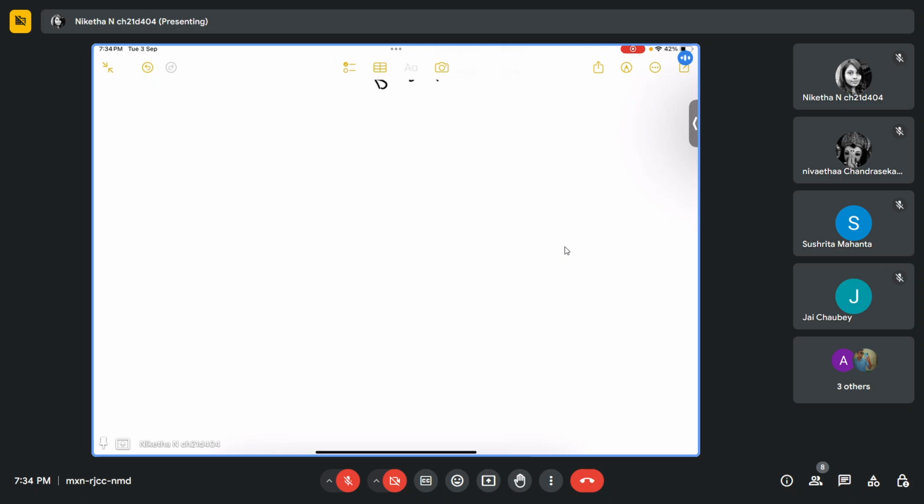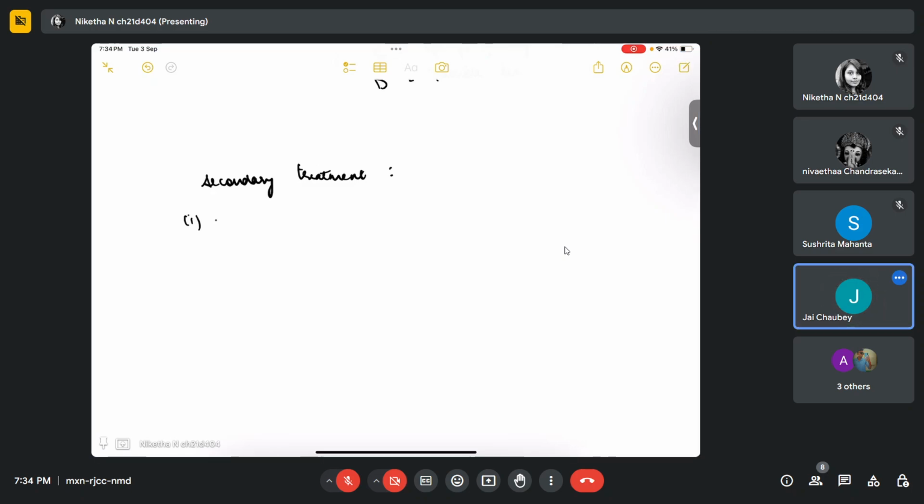So now we will come to secondary treatment. Can you tell me what are the two different types of biological treatment that is usually used? Two types of biological treatment processes based on oxygen: aerobic and anaerobic. Good.